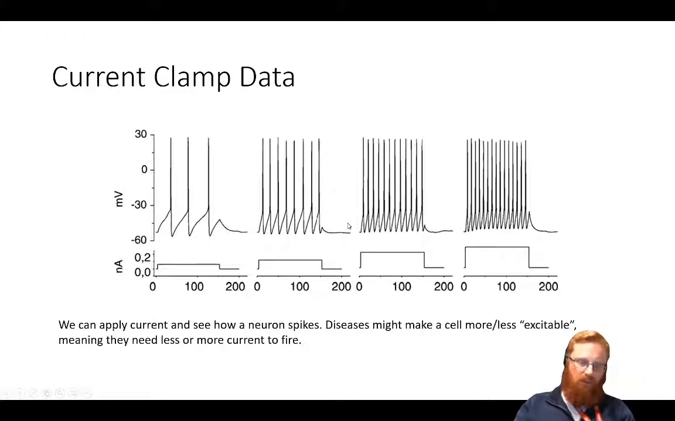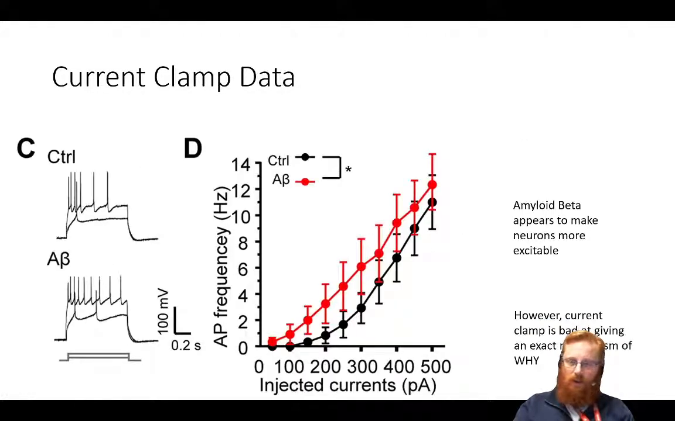So a disease or a drug treatment may make a cell more or less excitable. More excitable means it needs less current to fire. So for instance, this is just some recordings from an amyloid beta expressing animal, and you can see that this is the frequency at which the cell is firing action potentials. This is how much current they're injecting.